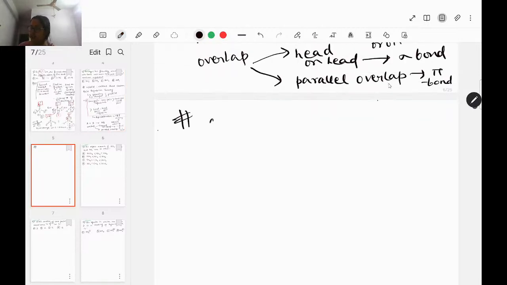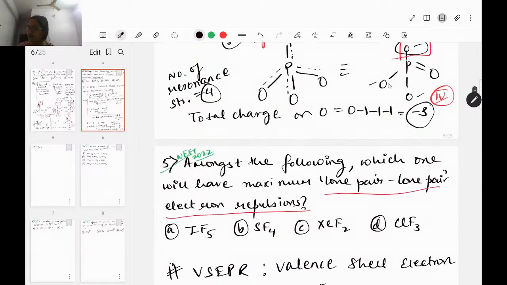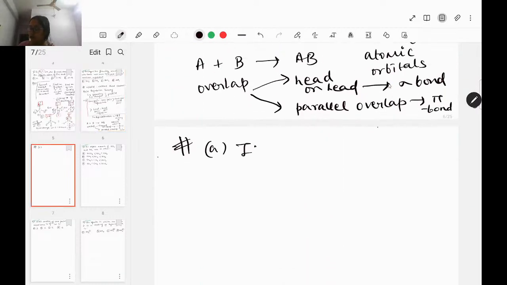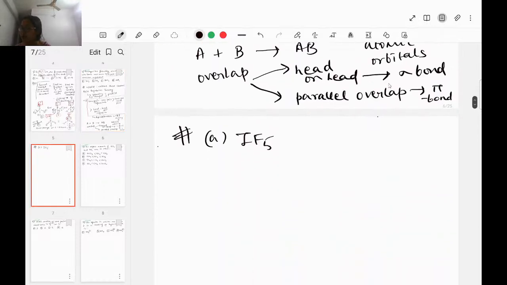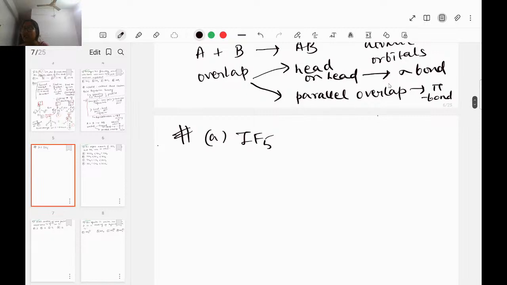Let us start with option A, which is IF5. So how do we find out the hybridization first? We have to first draw the structure. How to approach this question? We have to find out the number of maximum lone pair repulsions. So we have to first draw the structure, see how many lone pairs there are, and then only we will be able to find out the lone pair electronic repulsions taking place over here.